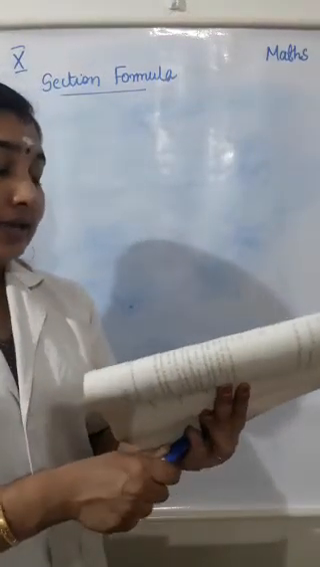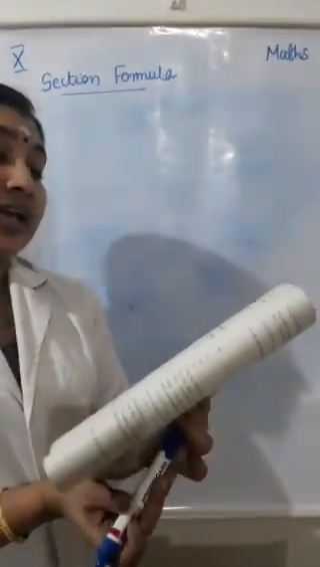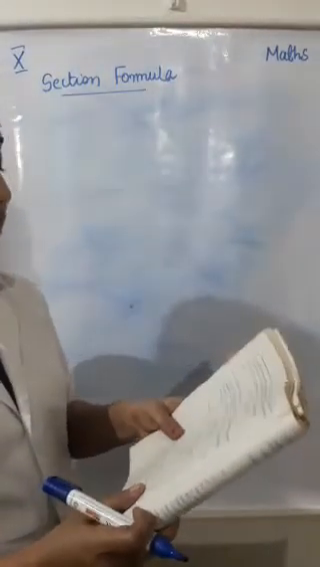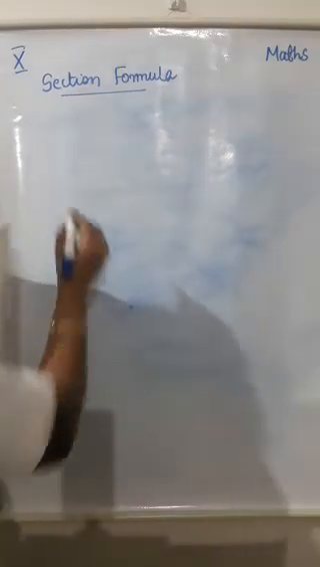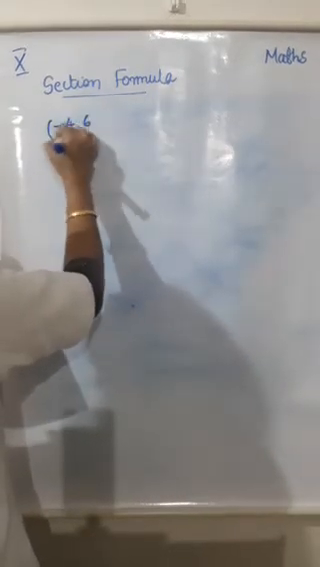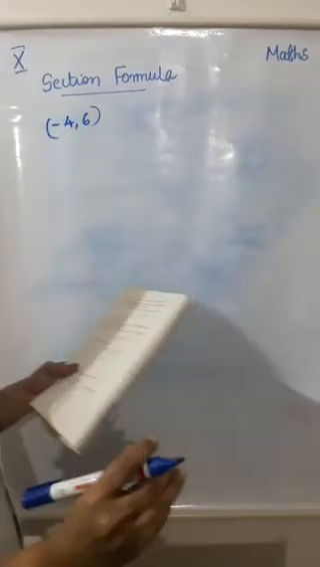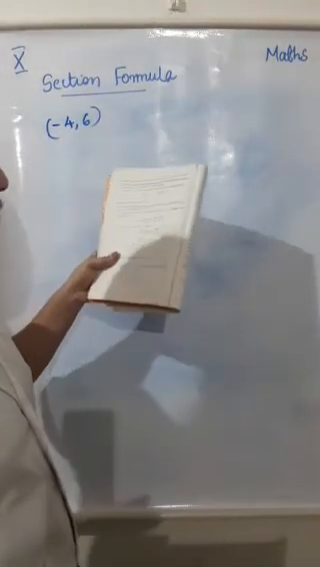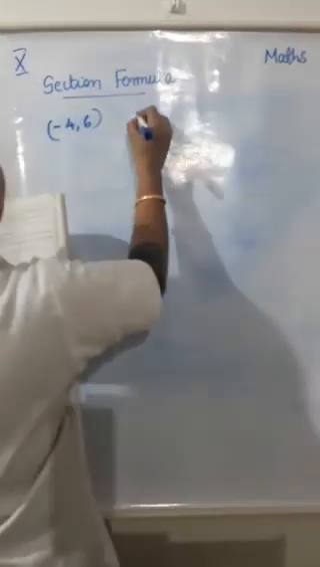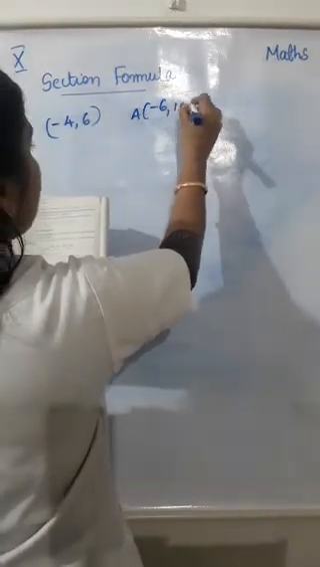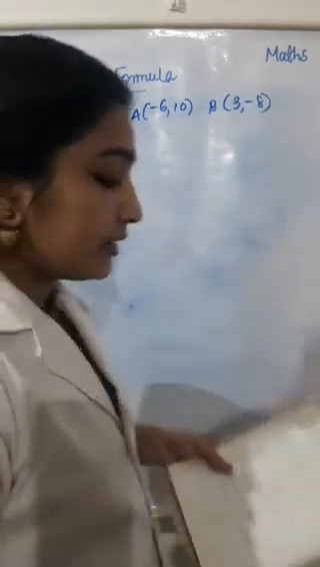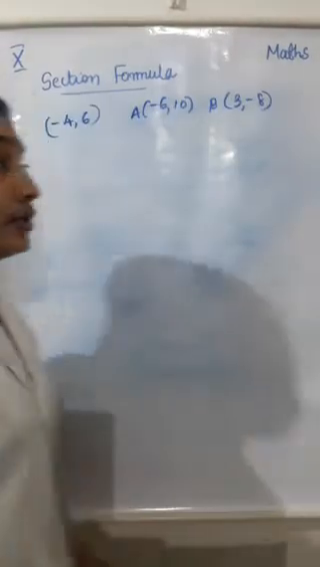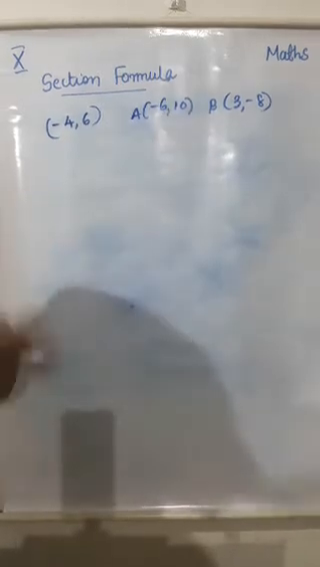Next question. In what ratio does the point (-4, 6) divide the line segment joining the points A(-6, 10) and B(3, -8)? Given that the point divides the line segment joining the points, we need to find the ratio.